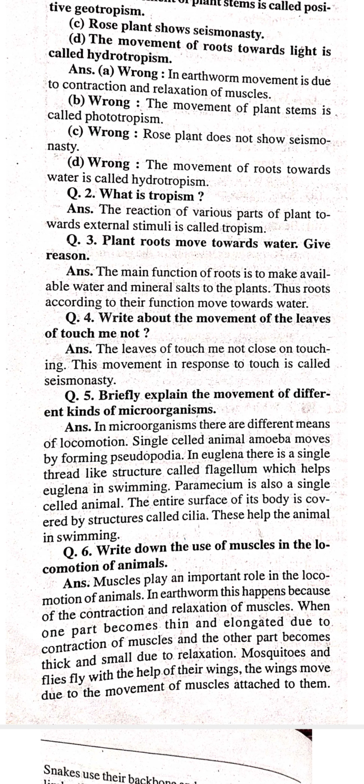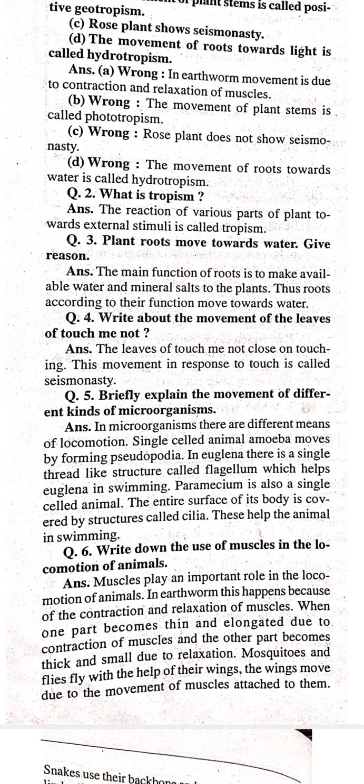Okay, the next one is, briefly explain the movement of different kinds of microorganisms. Children, in your book, there are three types of microorganisms which we can find mainly in pond water or lake water. They are amoeba, paramecium and Euglena. In microorganisms, there are different means of locomotion. Amoeba is a single-celled animal which moves by forming pseudopodia. Why do we call it pseudopodia? Because it has a false shape. It does not have any fixed shape. It can mold its body according to its convenience.